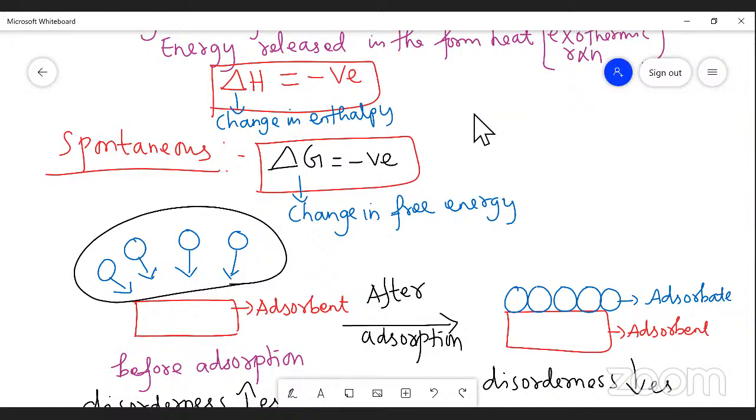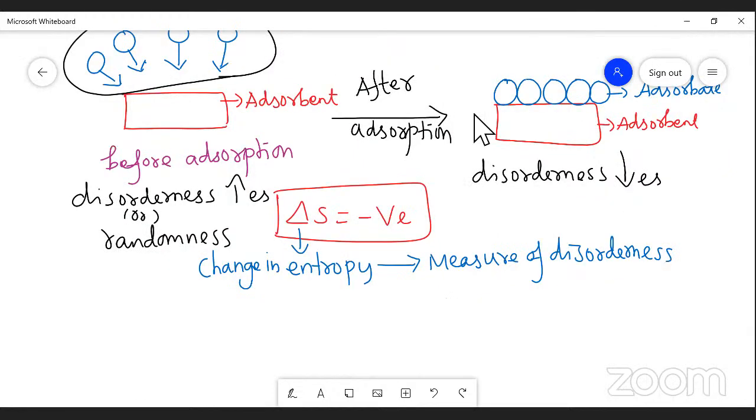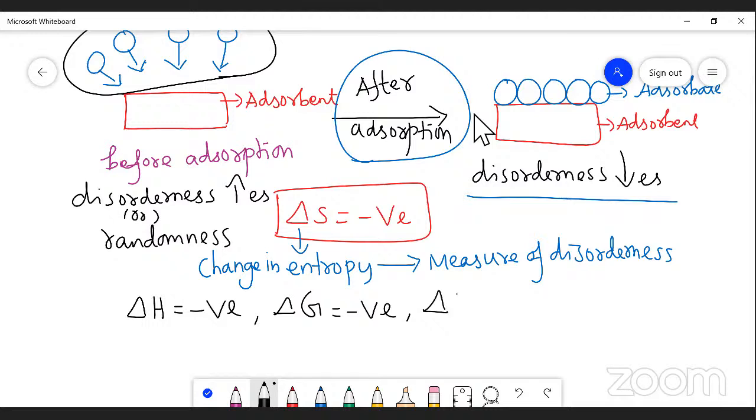Third, if you talk about the disorderness, before adsorption the disorderness increases, but after adsorption the disorderness decreases. So the del S value, the change in entropy, a measure of disorderness in a molecule, is also negative. So the condition for adsorption: del H negative, del G negative, and del S should also be negative.